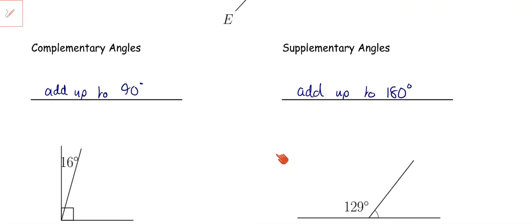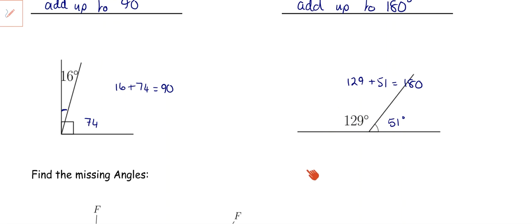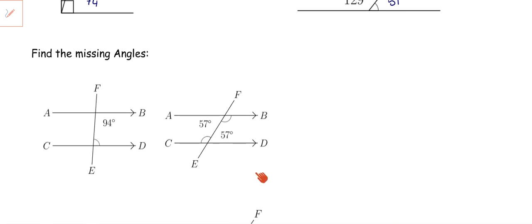So now you've got lots of questions to ask. Let's go. So if this one is 16, this one is going to be 74, because 16 plus 74 equals 90. Supplementary: this one's 129, this one's going to be 51, because 129 plus 51 equals 180. All right, over to you.